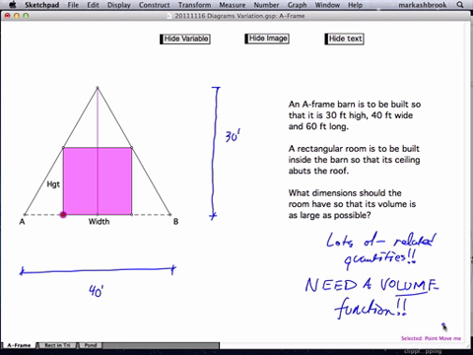The rectangle. Okay, the rectangle. A rectangle isn't a quantity, right? The input has to be a quantity. The rectangle is a shape.